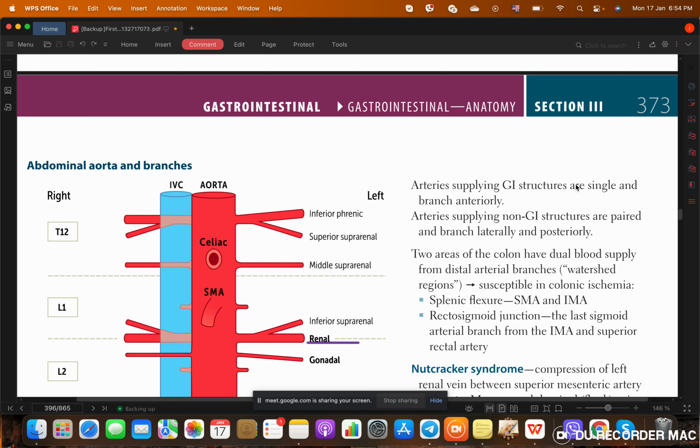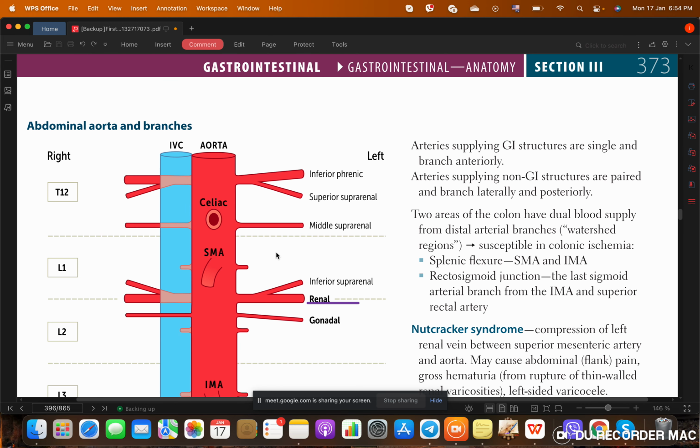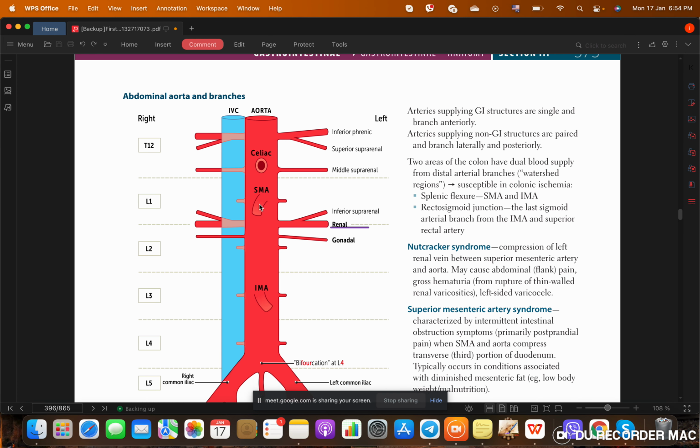So arteries supplying the GI structures are singular and branch anteriorly, as you can see. Arteries supplying non-GI structures are paired, which means one to the right, one to the left. And they come laterally and go posteriorly.